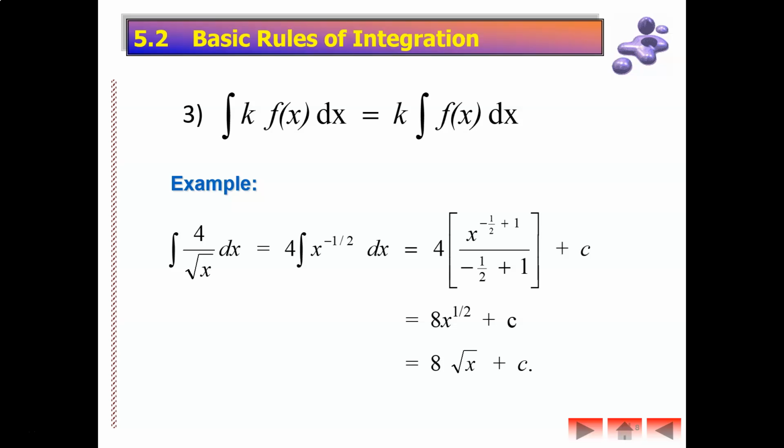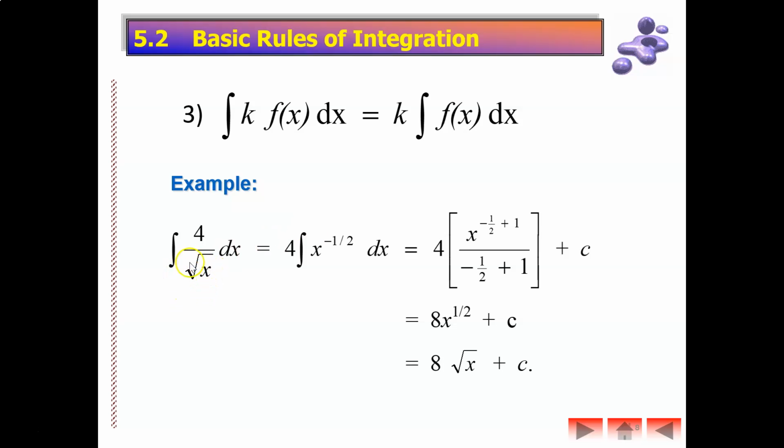Next, the third one: integrate k, a constant, times f(x) dx. So remember, when you have a constant k, you need to put the constant at the front. The remaining will be the one with x, so you have the function of x dx. So let's see the example here.